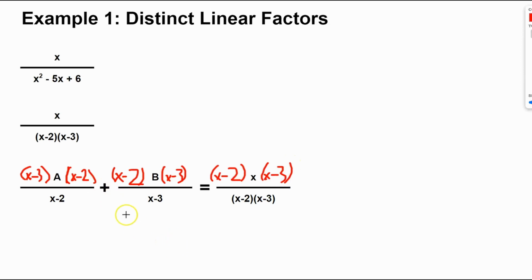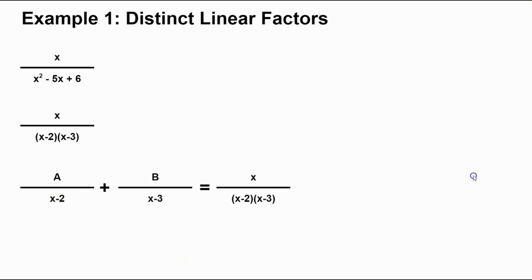Immediately you should notice that you should be able to cancel out some terms right here, especially in that last term. You can cancel out both the x minus 2 and the x minus 3, leaving just x. So we successfully isolated the x. Here we can cancel out the x minus 3, leaving just b and x minus 2. And here we can cancel out the x minus 2. So when we cancel out all these terms, what we're left with is a times x minus 3 plus b times x minus 2 is equal to x.